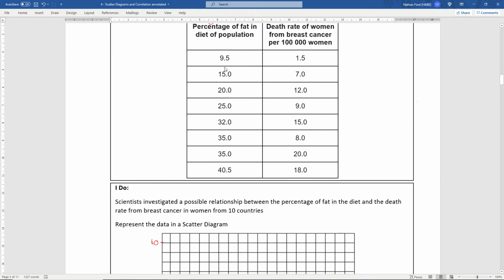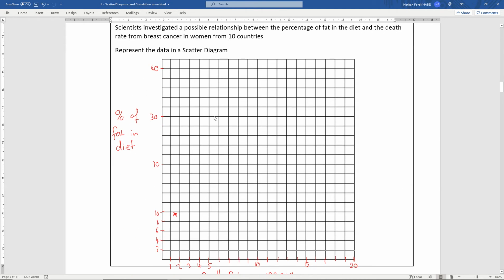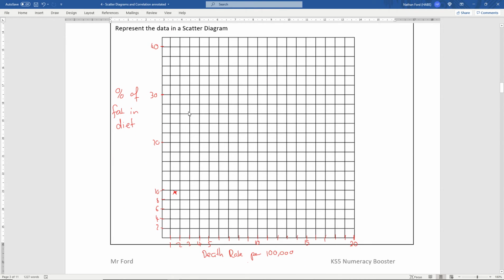Percentage of fat is 15, death rate is 7. So percentage of fat is 15, which is 12, 14, 15 here, and death rate is 7. So I've got this value right there. And what I want you to do is slowly go through and mark every single one.